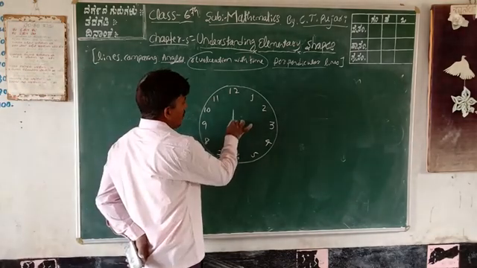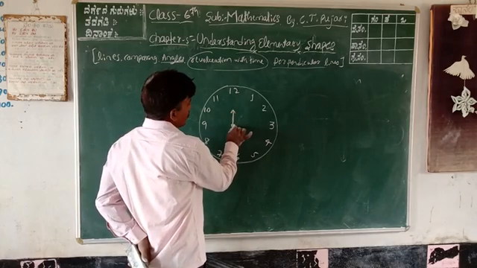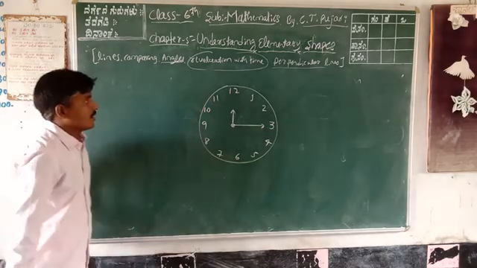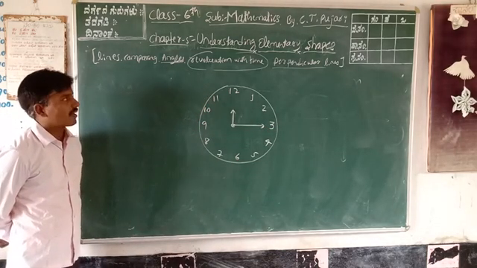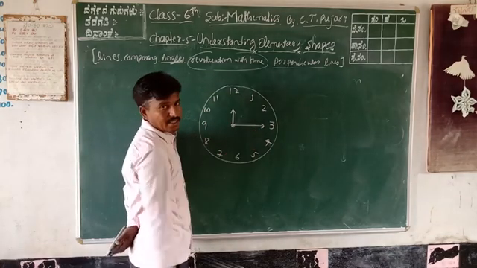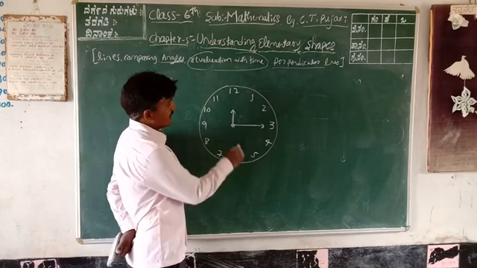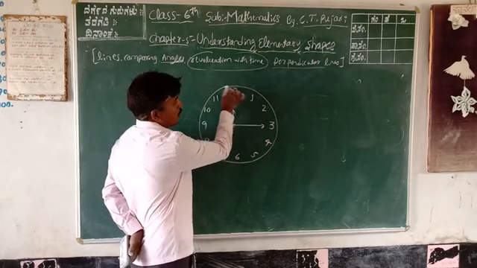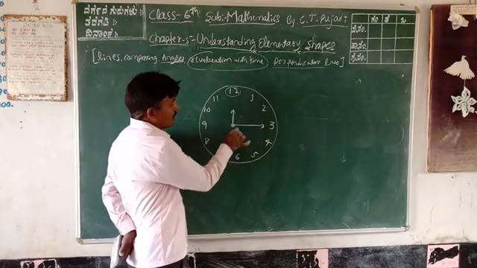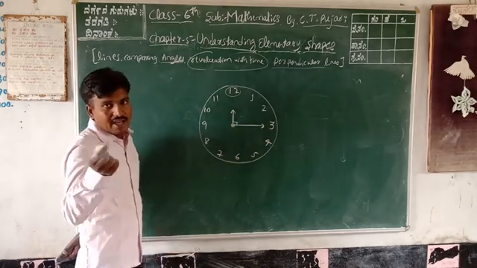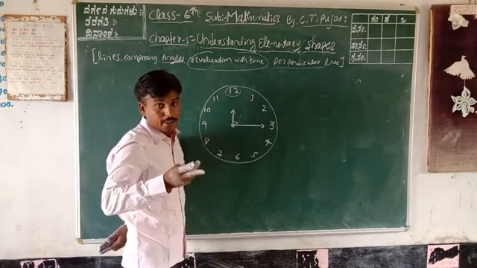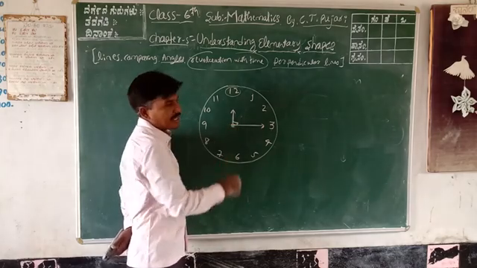The hands are here: the hour hand and the minute hand. This is the revolution in the clockwise direction. Which angle is measured? Now the time is 12 and 3. In between 12 and 3, the angle made is 90 degrees. One hand is at 12, one hand is at 3. In between these two hands, the angle is 90 degrees.